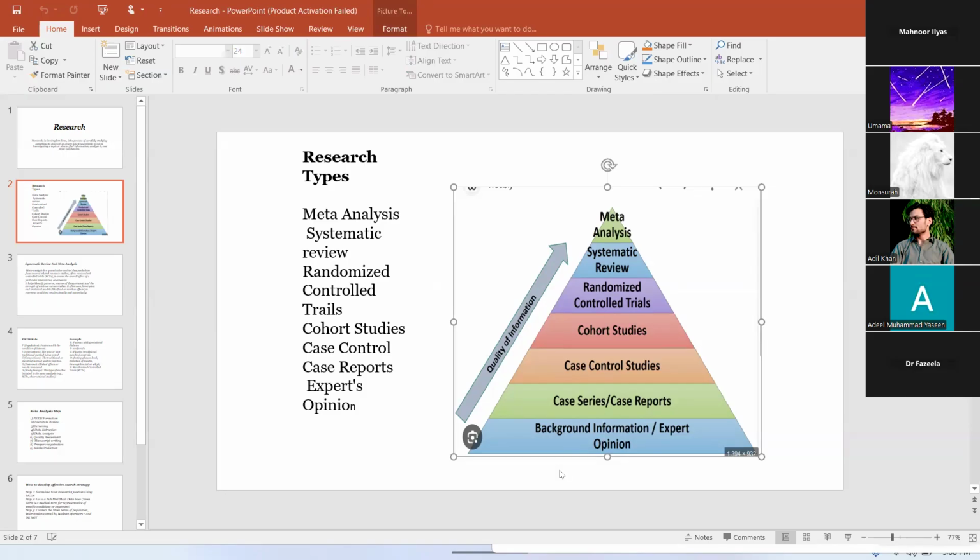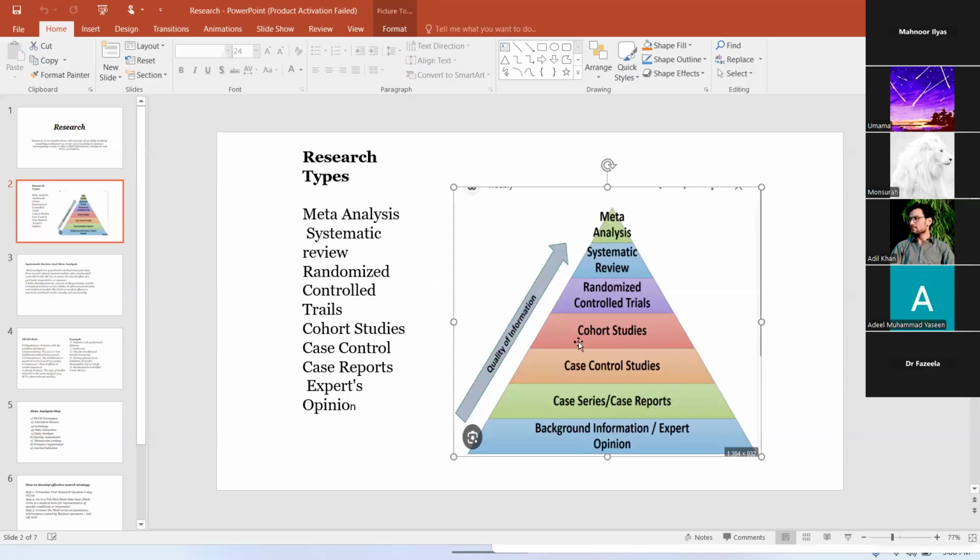Any rare disease we encounter, we write a case report on it. A case series is when there is more than one case of the same thing. For example, if we encounter one such case, we write a case report. If we encounter 5 or 6 cases, we write a case series.